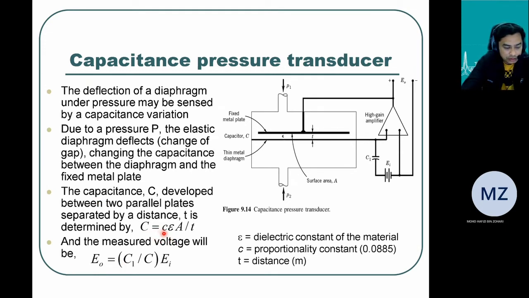C equals small c, which indicates the proportionality constant, and then this is strain. A is the effective area, and T is the thickness. Sorry, the distance from the diaphragm to the capacitor, the metal plate of the capacitor. We can say thickness or we can say gap between.